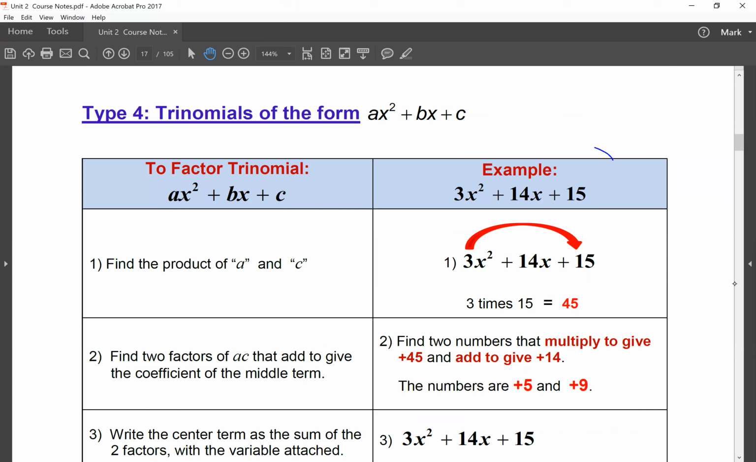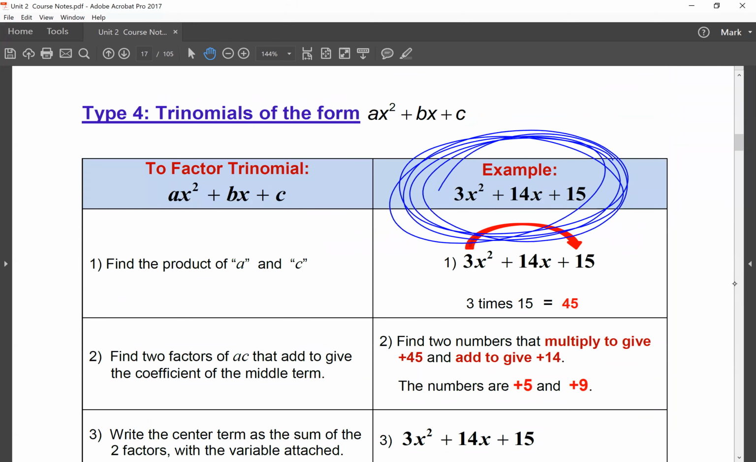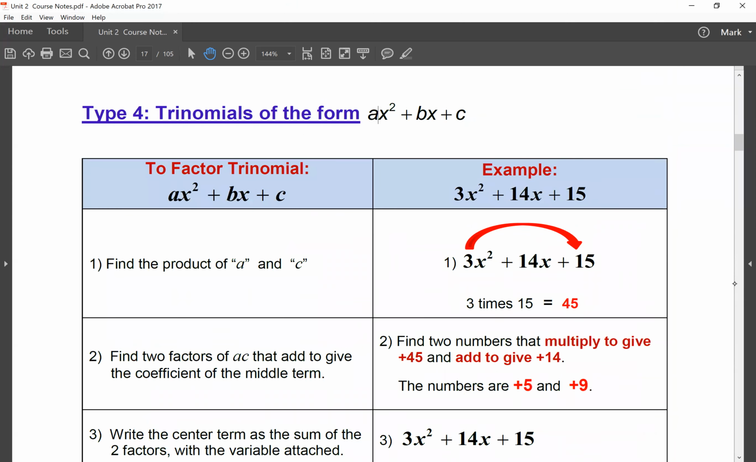Look at this example here on the right of the screen: 3x squared plus 14x plus 15. There's no number I can take from all of these numbers. There's no greatest common factor. 3, 14, 15. I cannot think of a factor that I can remove from these numbers. So that means I have to do something else.